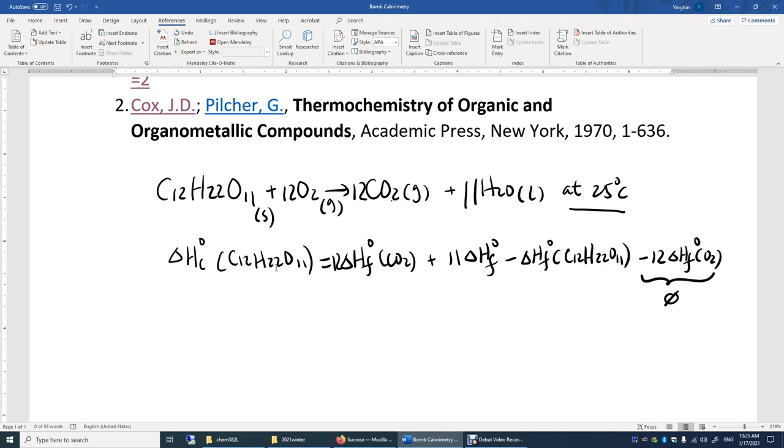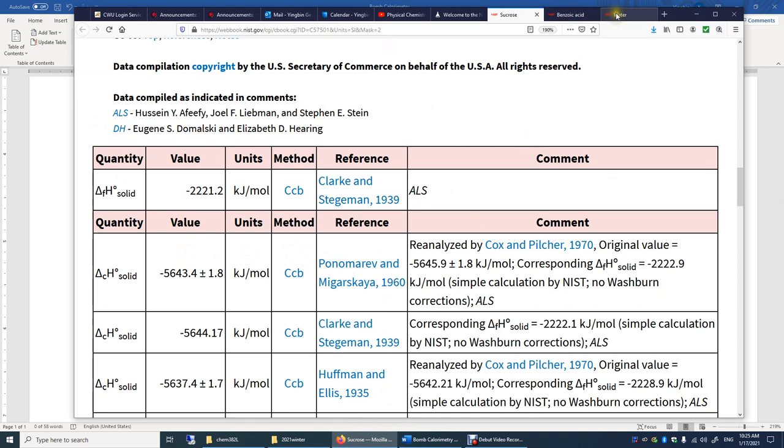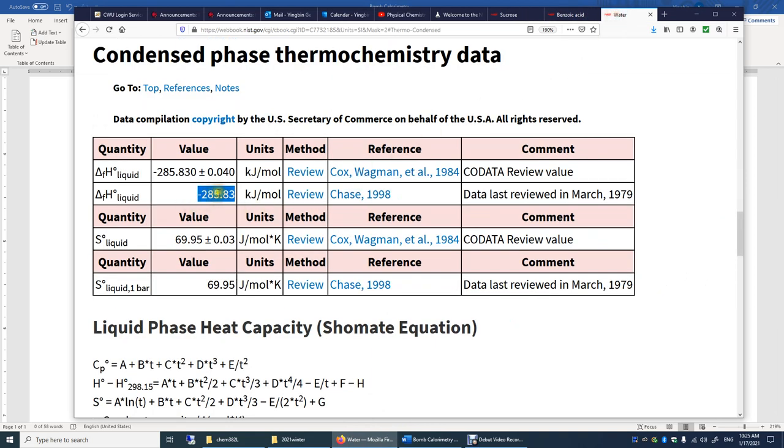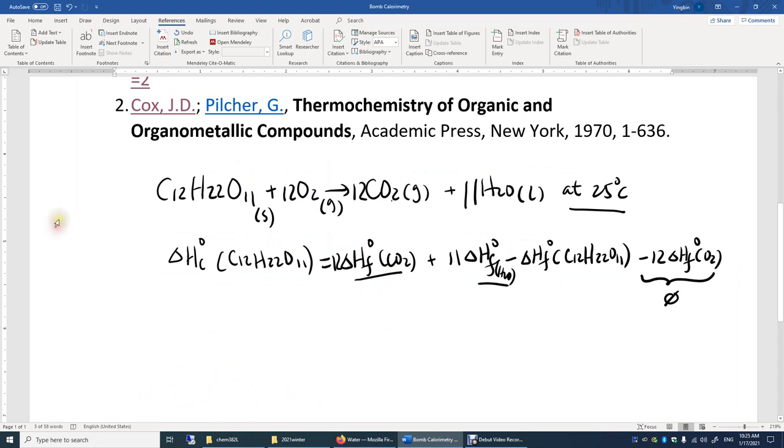Now we can look up the enthalpy of formation of water and CO2, also from the NIST website. Let's see, this is water, negative 285.83. I'll copy that here. Make sure you choose the liquid phase for water. And if you are writing a paper, cite the resource.